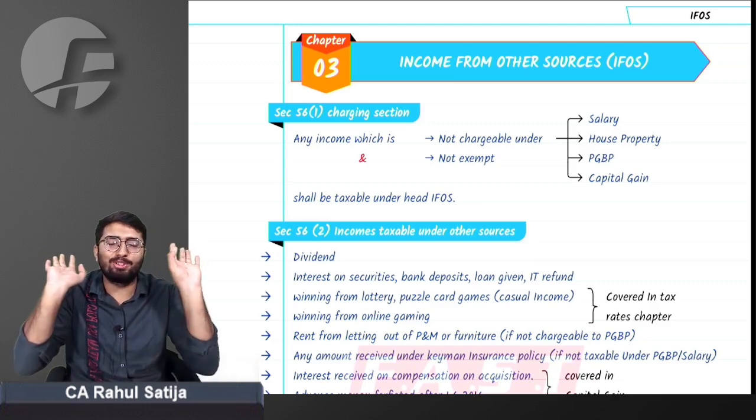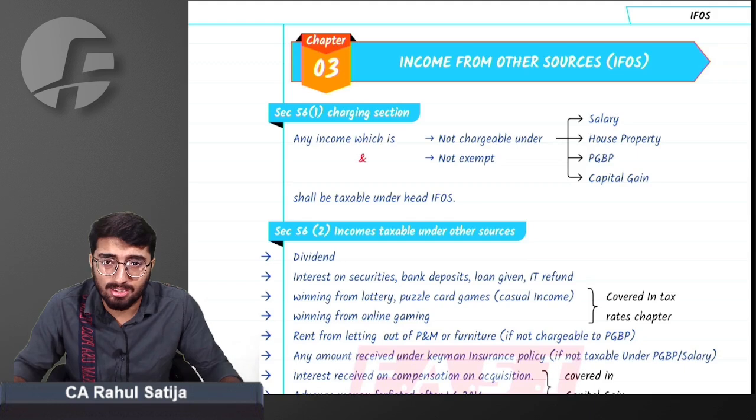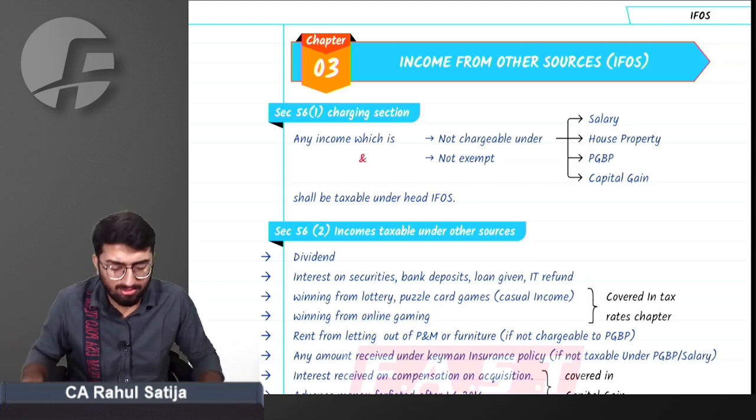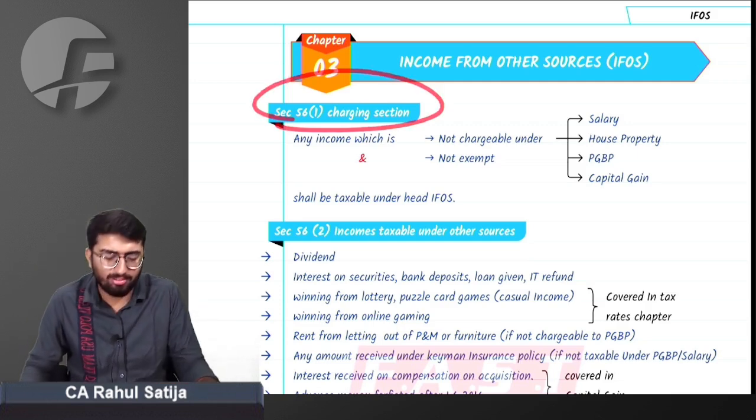What was the charging section under salary? Sir, we don't remember. That was the topic of inter. Section 16 was the charging section of salary. Same for IFOS, the charging section is section 56.